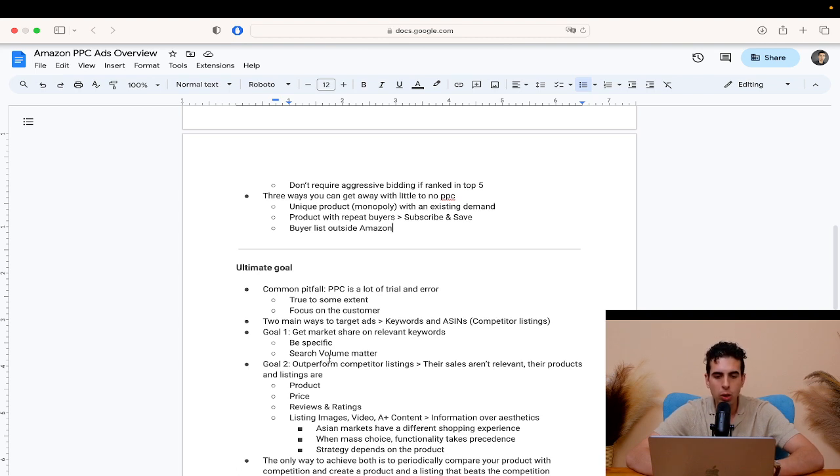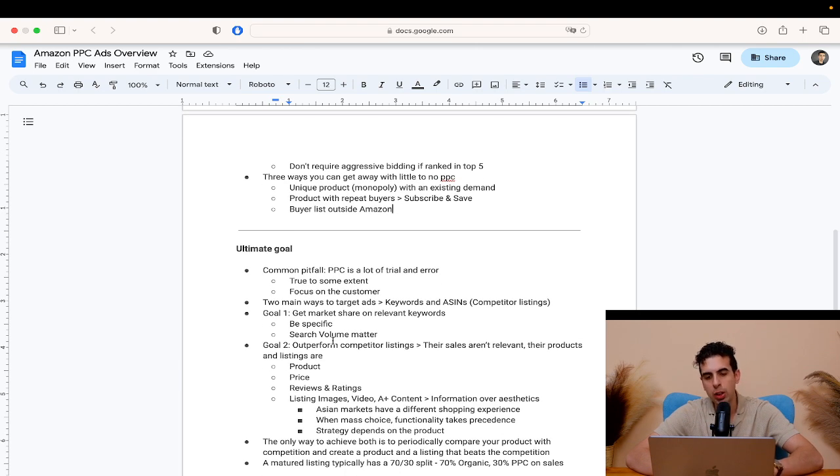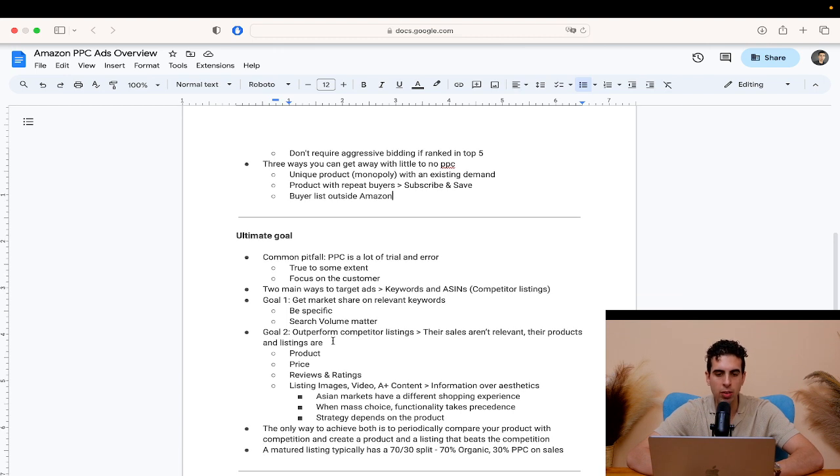So what are the two ultimate goals that we should be aiming for? The first one is to get market share on relevant keywords. Think of keywords as markets, as industries that you operate in. So you want to dominate those keywords. You want to be in the top 5 spots. As I mentioned, the top 5 usually get 70% of the clicks. So if you're not in the top 5, you're pretty much distributing 30% with the rest of the landfill. And usually there's 15, 20, 30 pages of listings for each and every keyword. But the reality is the top 5 get 70%.